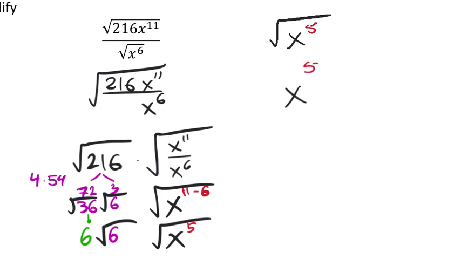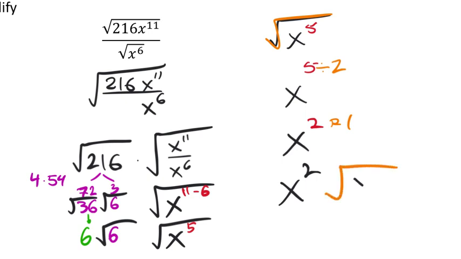But we would have to take that, and then that square root right there would take the 5 and divide it by 2. Now, if you do that, you'll get x to the power of 2 with a remainder of 1. Right? So that then tells you got x to the power of 2, and then that remainder of 1 is a square root of x. Just make that red. Okay, so we have everything simplified.